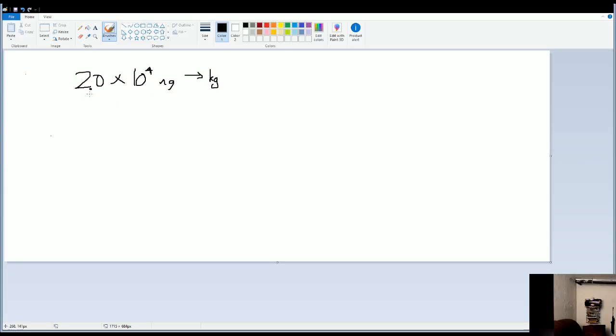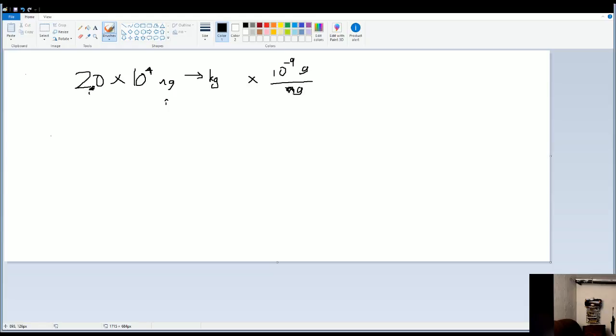So first of all, you have nanograms, and it's easier to just turn these into kilograms or grams if you want. So you could do it twice. Nano is a billionth, which is 10 to the negative 9. So you'll want to make this 10 to the negative 9 times. So to get rid of nanograms, you have 10 to the negative 9 grams for every nanogram.